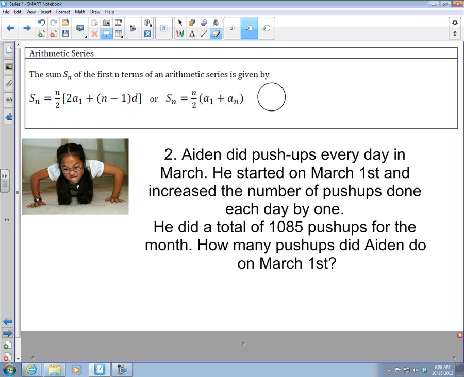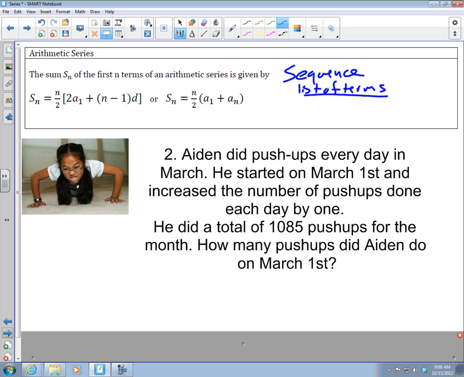Now there's a couple formulas we're going to use for these series. A series is a sum of a sequence. So just a little refresher here. A sequence is a list of terms. Something like 2, 4, 6, and 8. You're increasing by 2 each time. Just a list of terms.